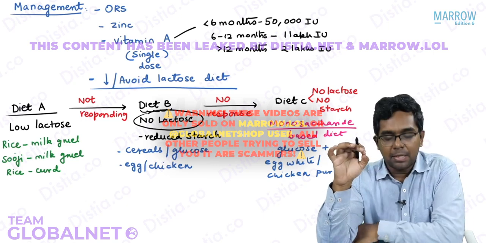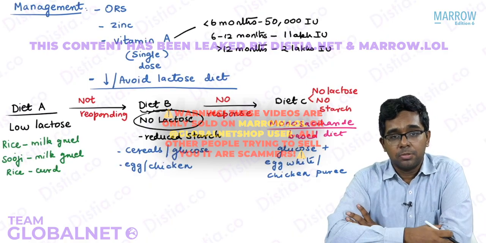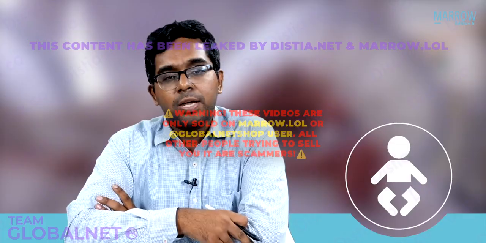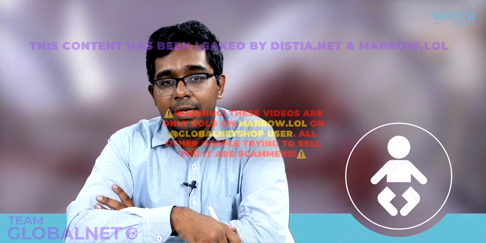So these are the dietary plans which you have to adapt in a child with persistent diarrhea and having problems of lactose intolerance. So that is about the discussion of persistent diarrhea, and with that I end the module on diarrhea in children.